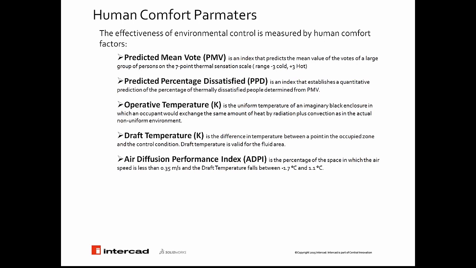Draft temperature is the difference in temperature between the point in the occupied zone and the control condition. Draft temperature is valid for the fluid area. And the last parameter for human comfort is the air diffusion performance index, which is the percentage of the space in which the air speed is less than 0.35 meters per second and the draft temperature falls between -1.7 centigrade and 1.1. So these are the main parameters for HVAC designers to trace. These are called comfort parameters.